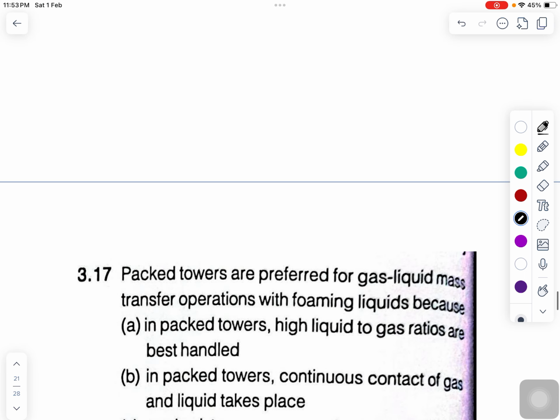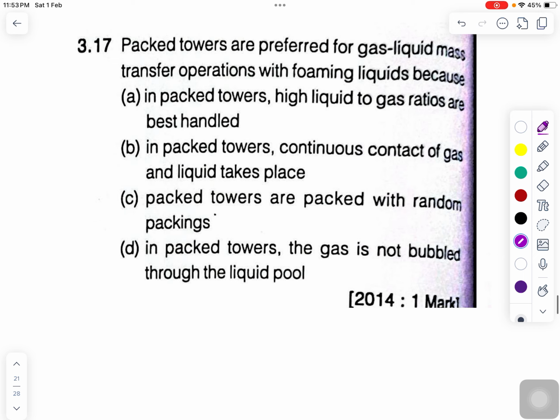Okay. Now, moving towards the next question. Next question says that packed towers are preferred for a gas liquid mass transfer operation with foaming liquid, because in packed tower high liquid to gas ratios are best handled. High liquid to gas ratios are best handled. That is wrong. That is not possible in packed tower. This can be true for the tray tower.